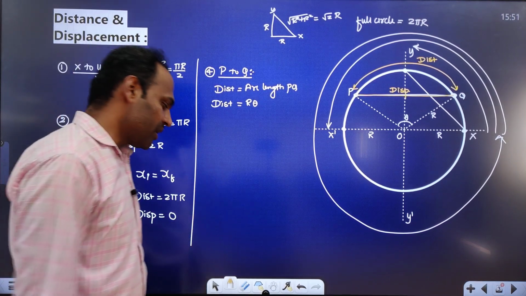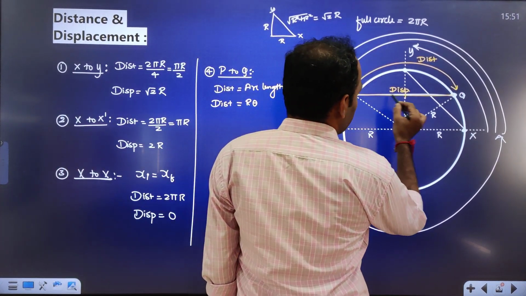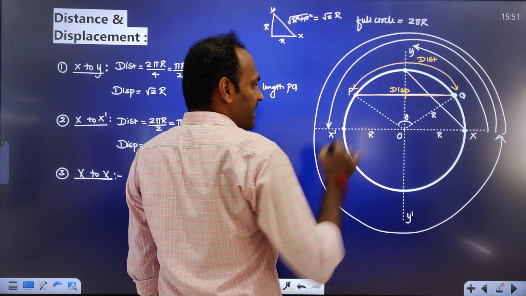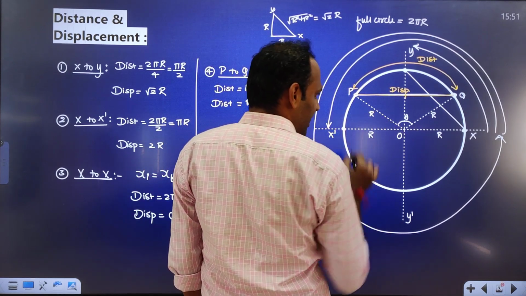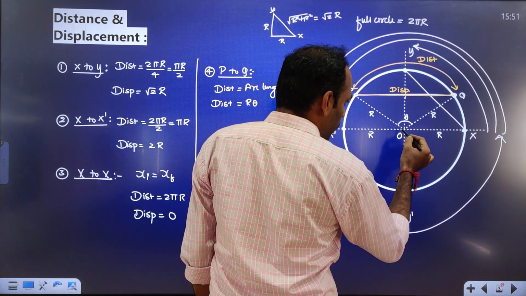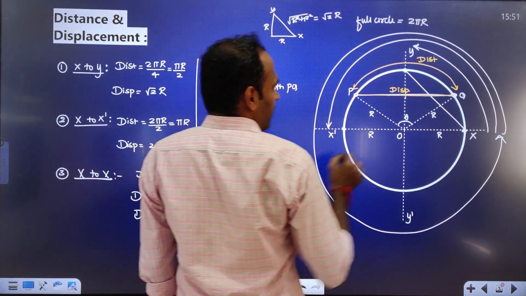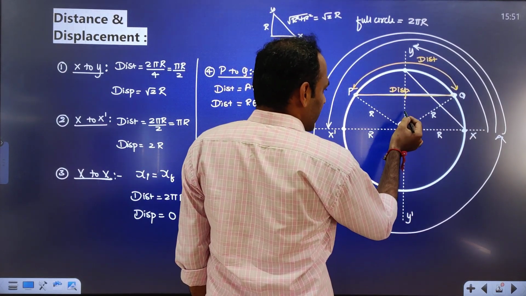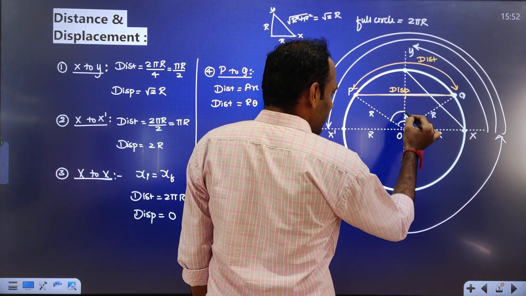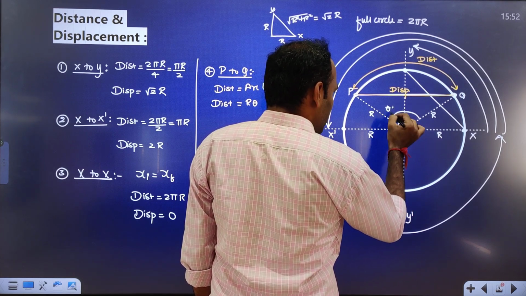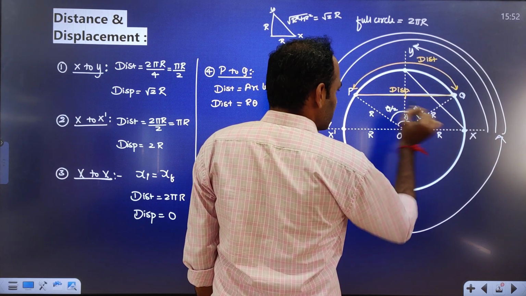Next we want displacement. To get displacement, we have to calculate the length of this straight line. To calculate it, what do we have? The sides PO and OQ are there, that is r and r. Here theta is given. See, theta is bisected into two equal halves. This is theta by 2 and this is theta by 2.